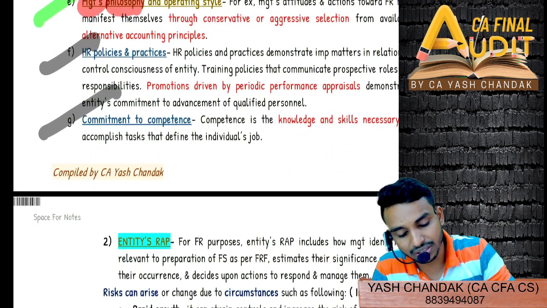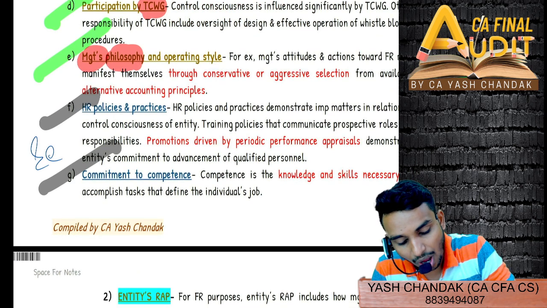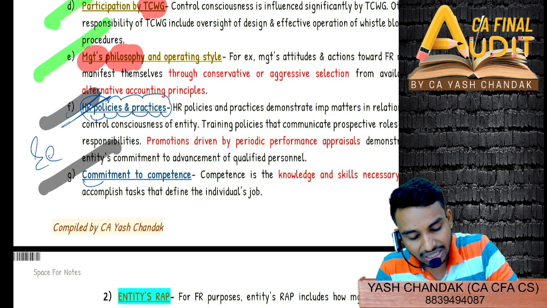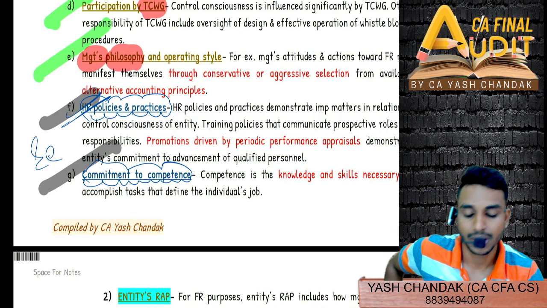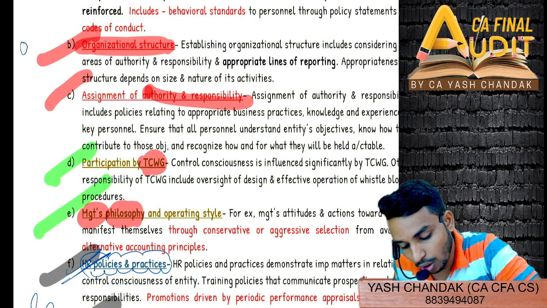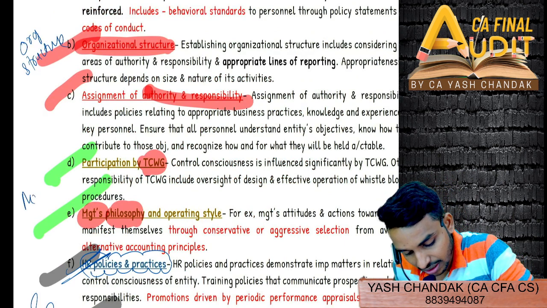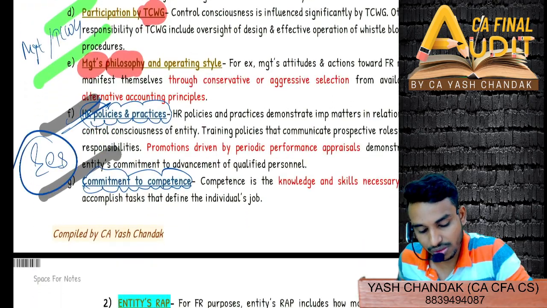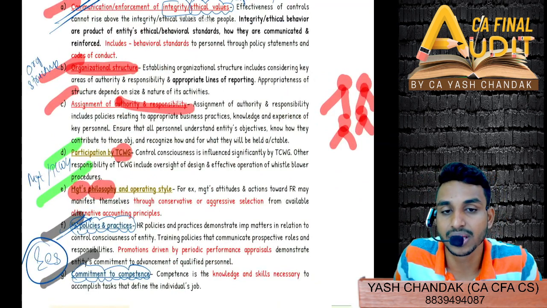And lastly, 2 points are with respect to employees. Employees, how are the HR policies and practices being performed in the entity, and how are employees committed to competence, to achieve the competency. So the first 3 points are with organizational structure, then management and TCWG, and then lastly employees. I hope you are able to recall. You will be able to recall by revising again.